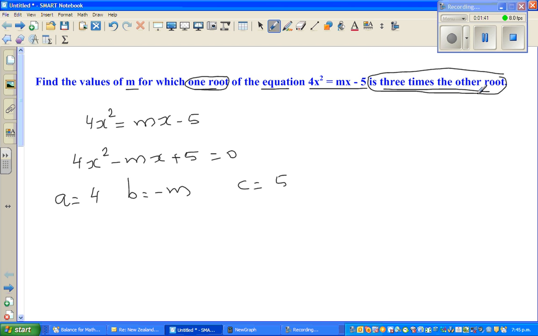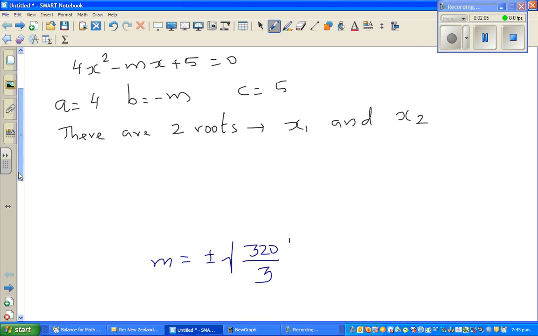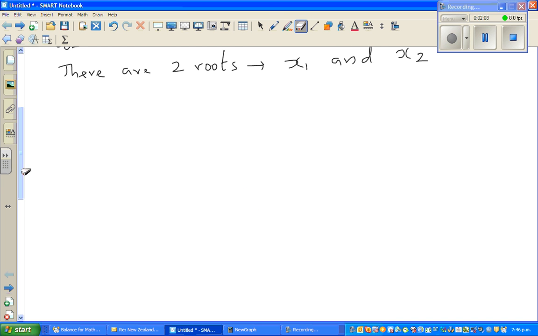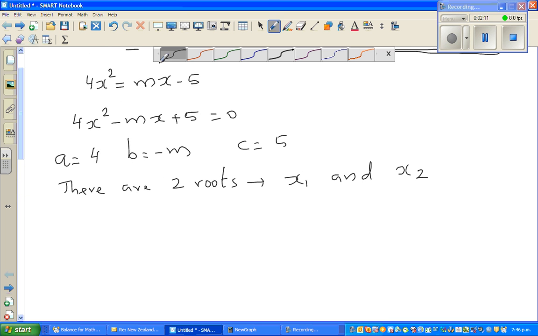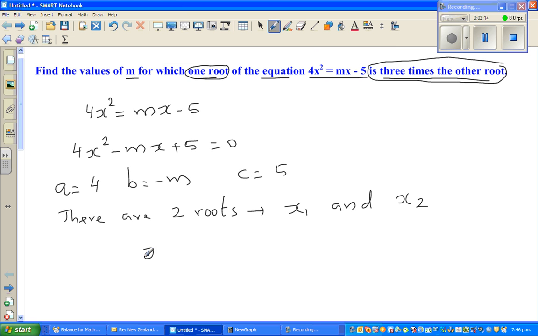So what are they saying? One root is 3 times the other root. So there are two roots. Very clearly, there are two roots, and say let them be x1 and x2. Okay, so x1 and x2 are the two roots, and one root is 3 times the other root. So what are they saying? They're telling us that x1, the first root, is 3 times the other root. You could have written x2 is 3 times x1, doesn't matter.